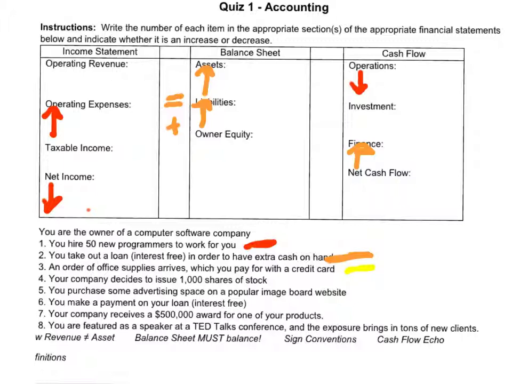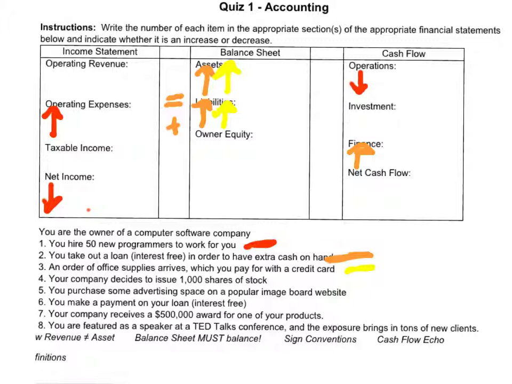An order of office supplies arrives, and you pay for it with a credit card. Tricky things going on here. Now, the first thing that's going on is you've got these office supplies that are showing up. So you've got an increase in basically inventory. Well, we've got to go ahead and balance off this increase in assets. And what you've done is you basically incurred yourself a liability here. So you've got an increase in liabilities too.